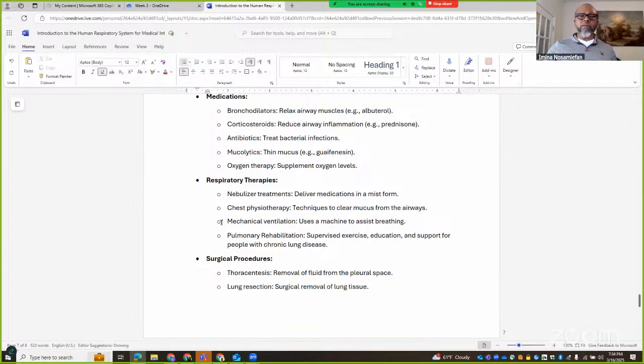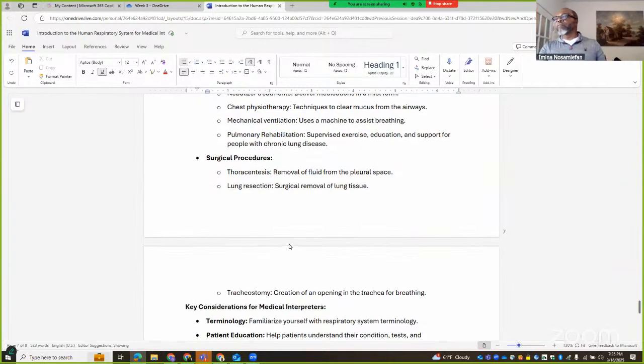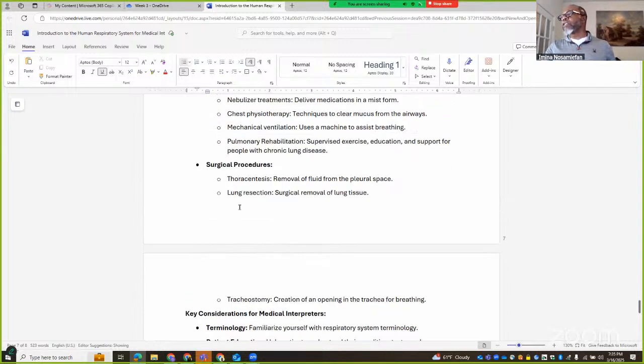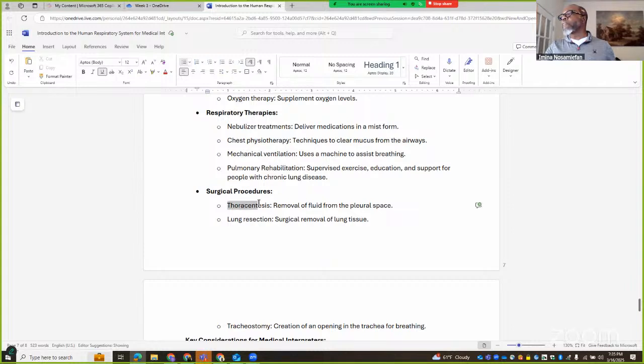Chest physiotherapy, because with a patient after surgery, you want to encourage them to cough up mucus. So that's what they call chest physiotherapy, mechanical ventilation, pulmonary rehab, surgical procedures, thoracocentesis. So this is what you do to relieve a hydrothorax. So let's put that there.